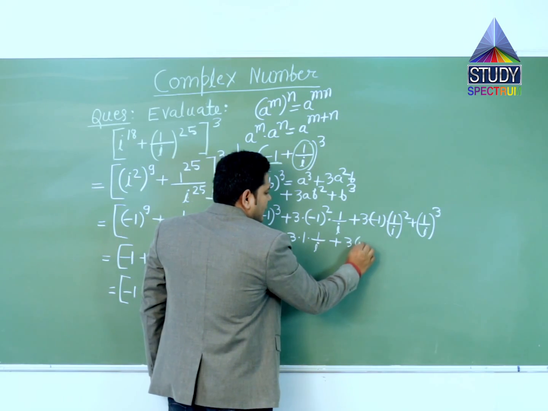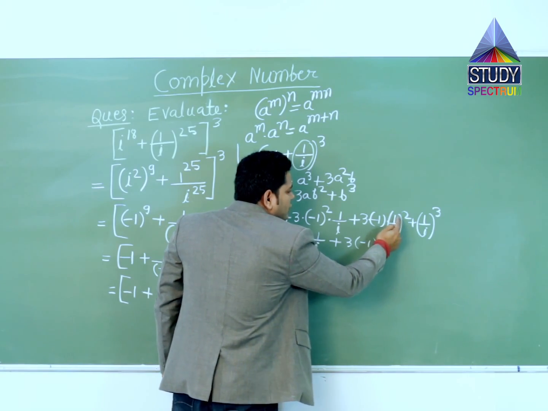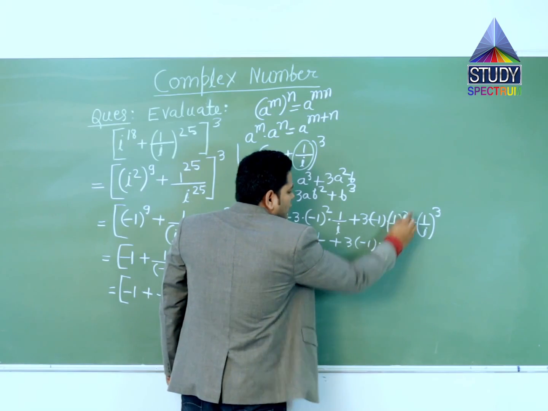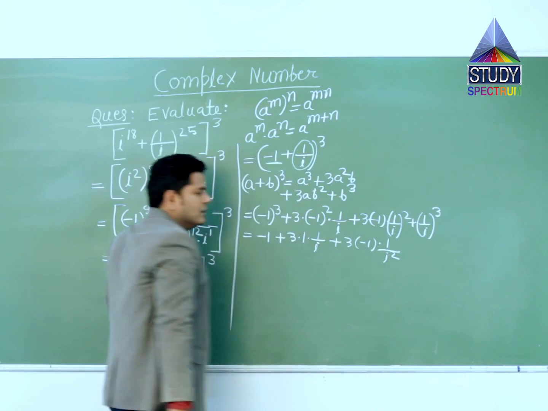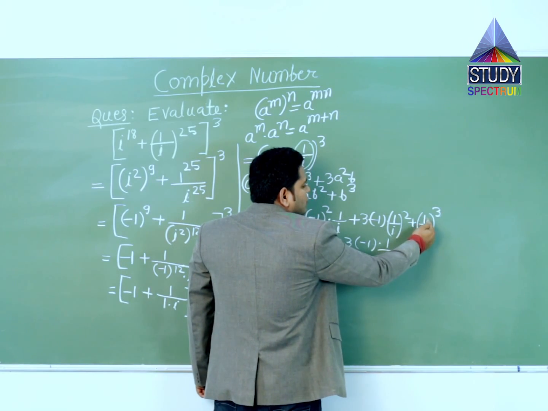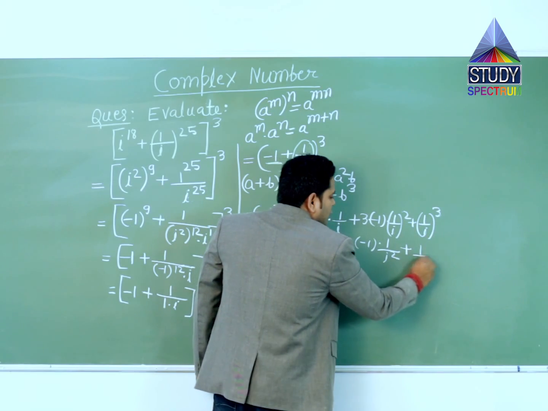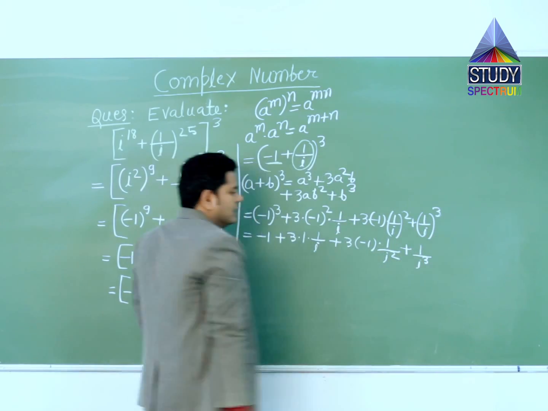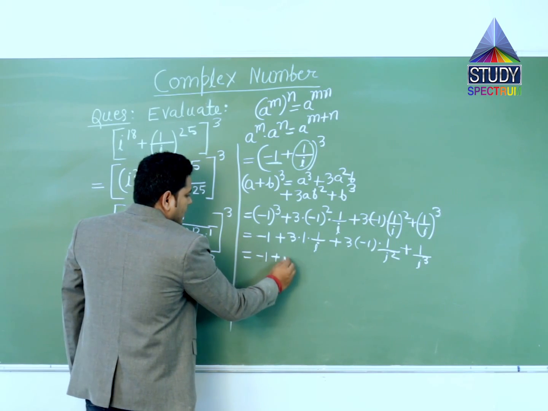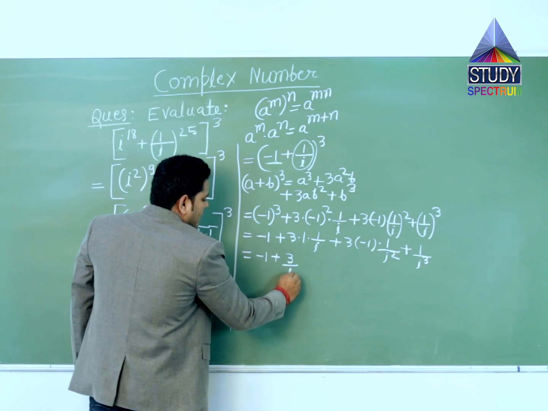plus 3 into minus 1 into 1 by, 2 is the power to both 1 and i, so we can write 1 to the power 2 is 1 and i to the power 2 is i square. Got it? Plus here 3 is the power to both 1 and i, so we can write 1 to the power 3 is 1 and i to the power 3. Okay. So now we can write minus 1 plus 3 into 1 is 3 by i.